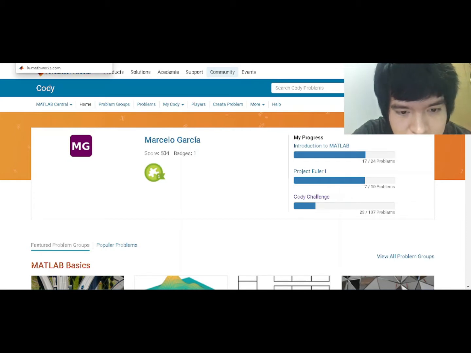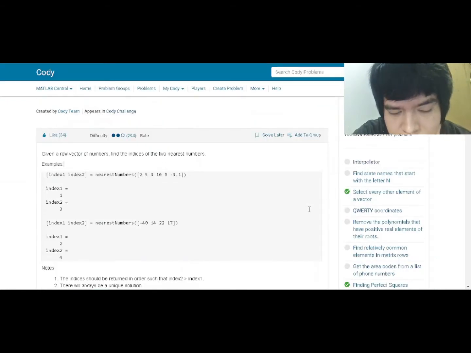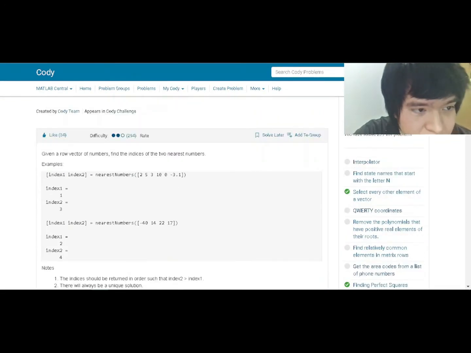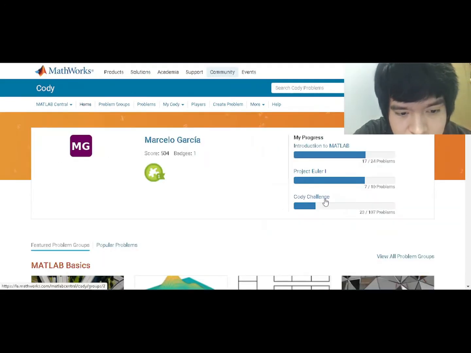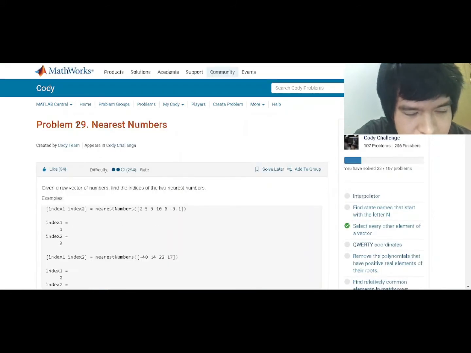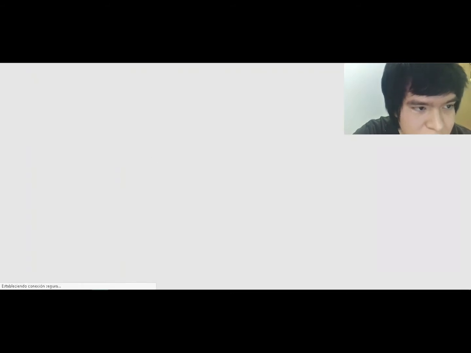Basically, Cody is a site that has a lot of problems where you can develop your skills for MATLAB algorithm writing or algorithm creation. So let's try some problems. I took one from the coding challenge, and it's problem 29, the nearest numbers. So let's try this.